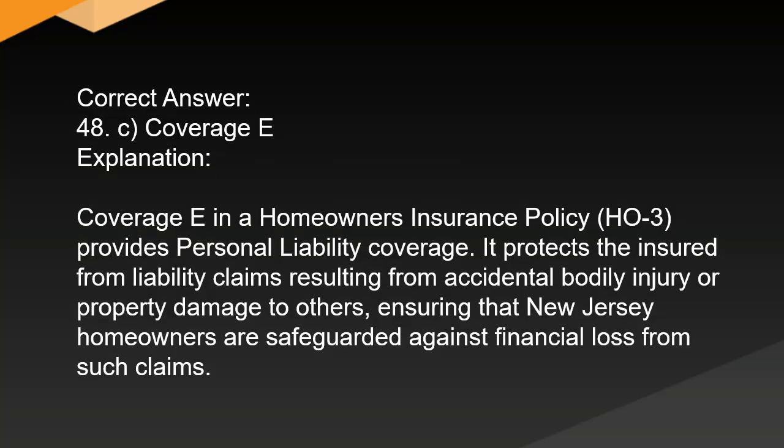Correct answer: C. Coverage E. Explanation: Coverage E, in a homeowner's insurance policy, HO3, provides personal liability coverage. It protects the insured from liability claims resulting from accidental bodily injury or property damage to others, ensuring that New Jersey homeowners are safeguarded against financial loss from such claims.